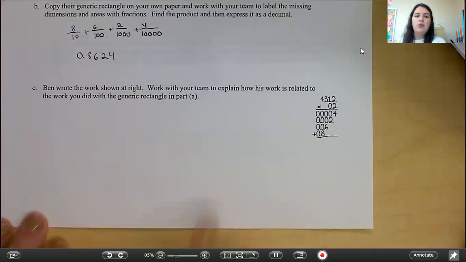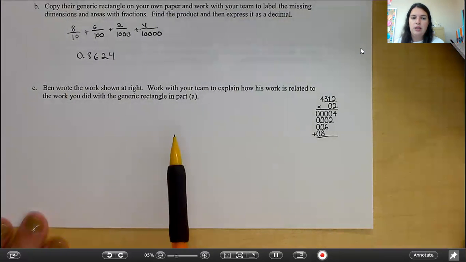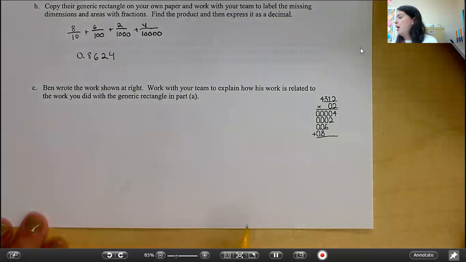C says, Ben wrote the work shown at right. Work with your team to explain how his work is related to the work you did with the generic rectangle in part A. So go ahead and pause your video and answer this.